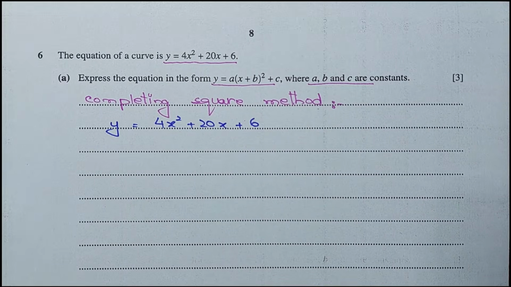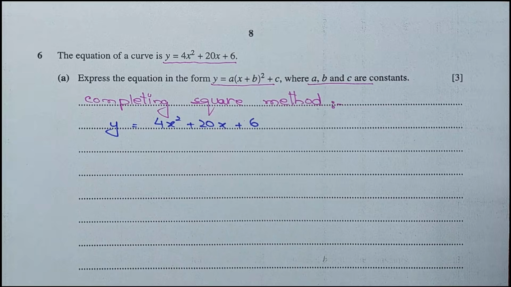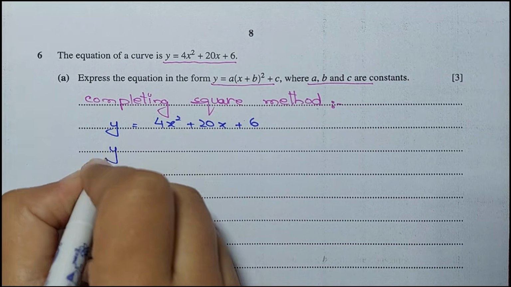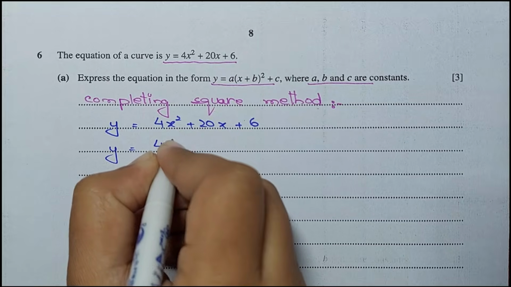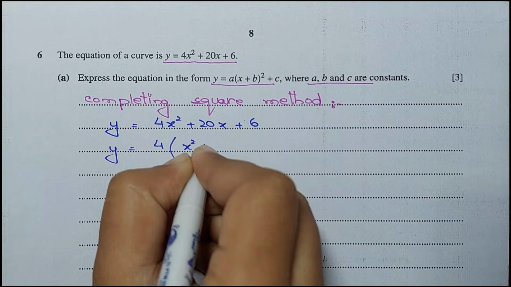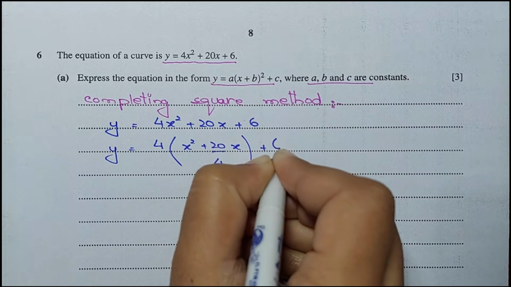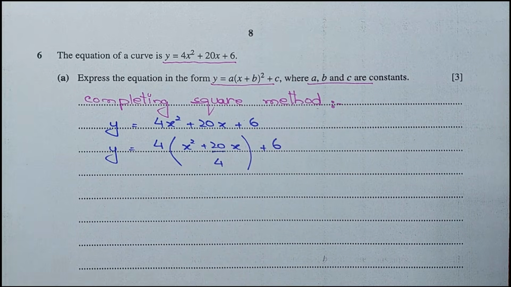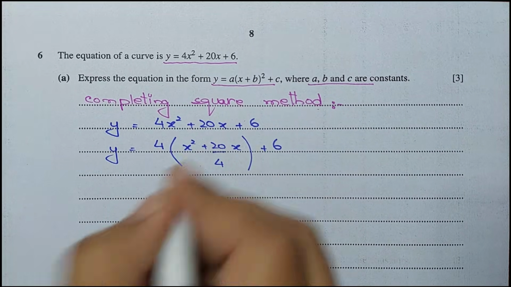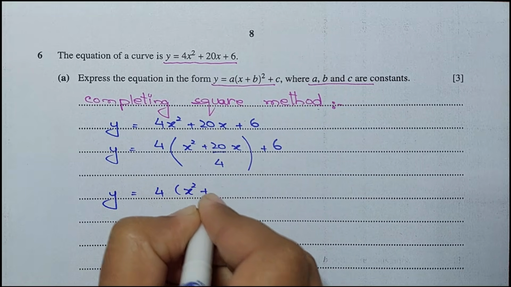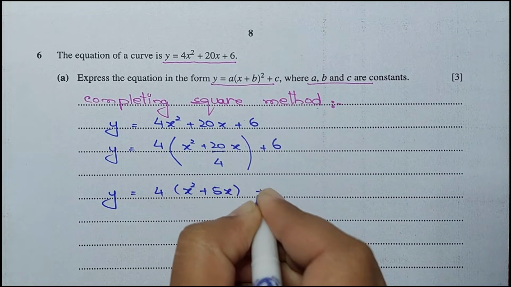The first step of the completing square method is to take the coefficient of x square common from the first and the second term. Here the coefficient of x square is 4. So take 4 common. Here we are left with x square plus 20 divided by 4x, and this constant term is as it is, right? So 20 by 4, 4 times 5 is 20. So y equals 4 into x square plus 5x plus 6.